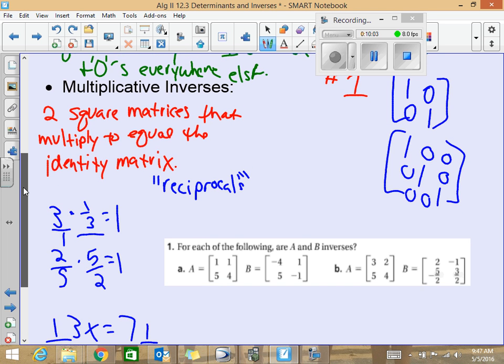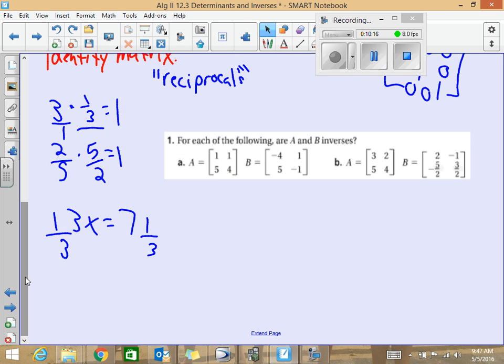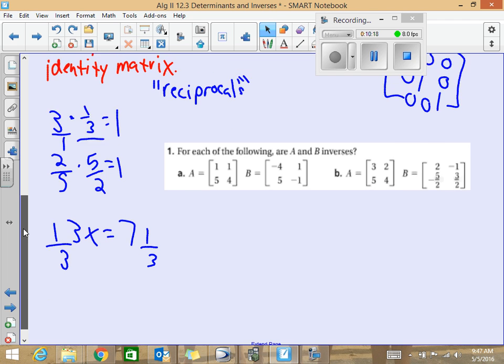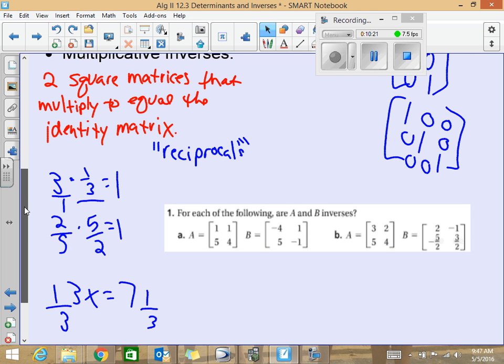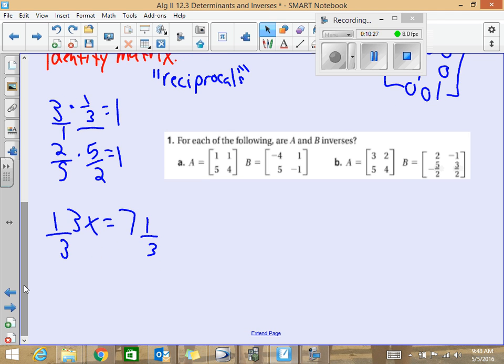So what we're going to do now is look at these two problems here. For each of the following, are A and B inverses? Okay, so we're given two matrices. We want to see if they are inverses of each other. And the way we test that is we see if, when we multiply them together, we get the identity matrix. All right, so I'm going to go through this one manually, just to practice it some more. So we have a 2 by 2 and a 2 by 2. So our answer is going to be a 2 by 2, right?